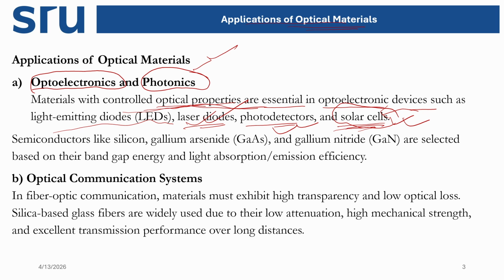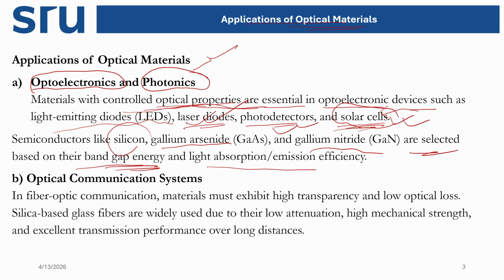For example, semiconductors such as silicon, gallium arsenide and gallium nitride are selected based on their band gap energy. If the band gap does not meet the requirement, then we cannot use them for the different purposes we are going to use them for.